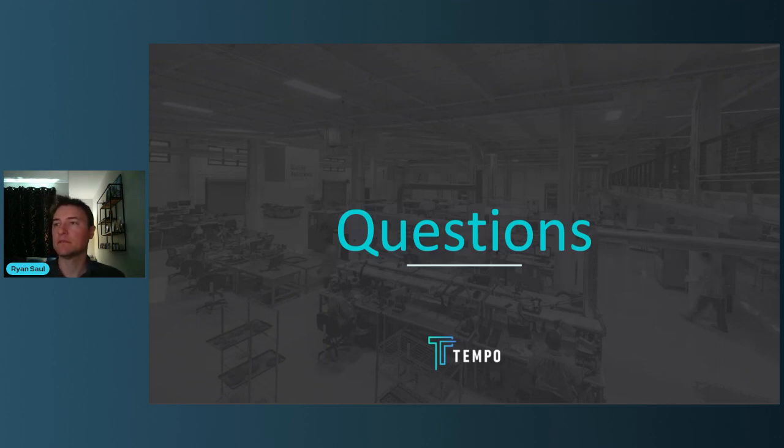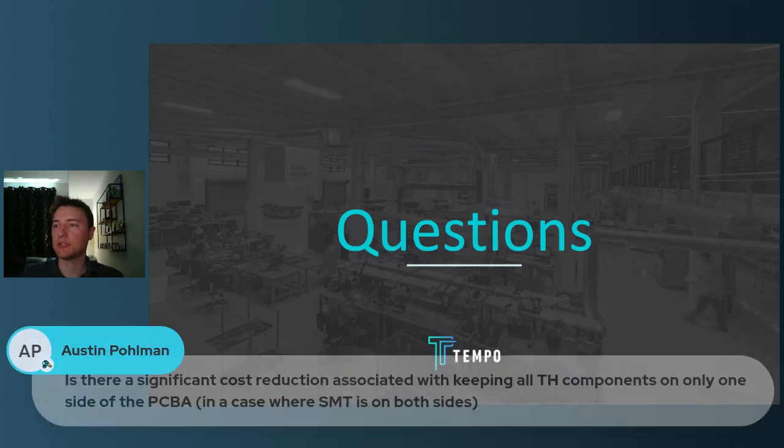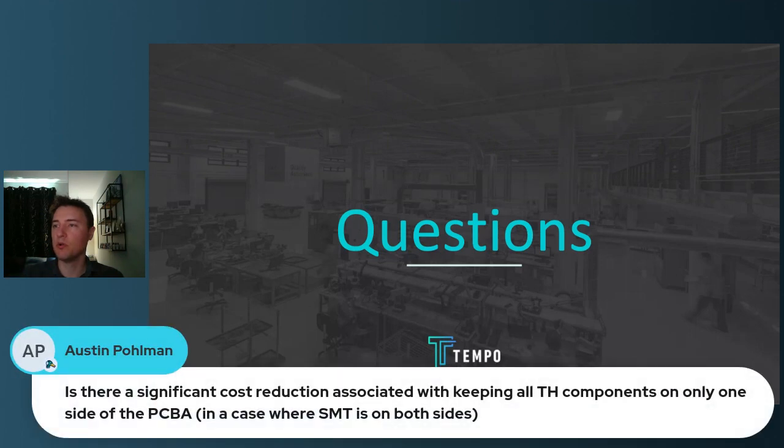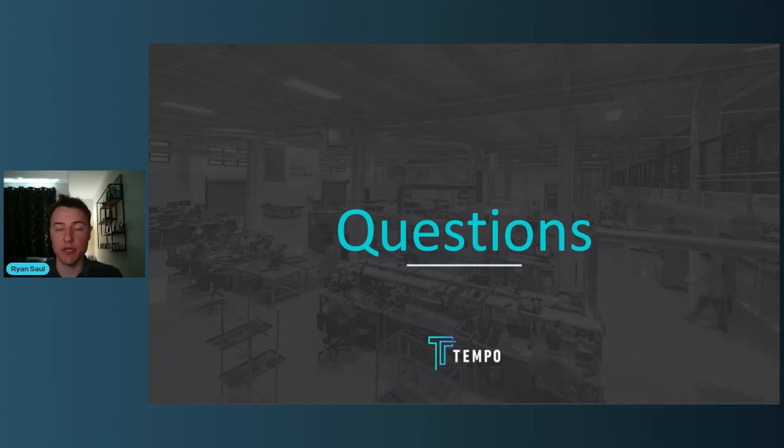All right. Next I have from Austin Pullman, is there a significant cost reduction associated with keeping all through-hole components only on one side of the PCBA in a case where SMT is on both sides? That is a fantastic question. So I would say usually yes. Usually you will save a significant amount of money by having all of your components on one side.